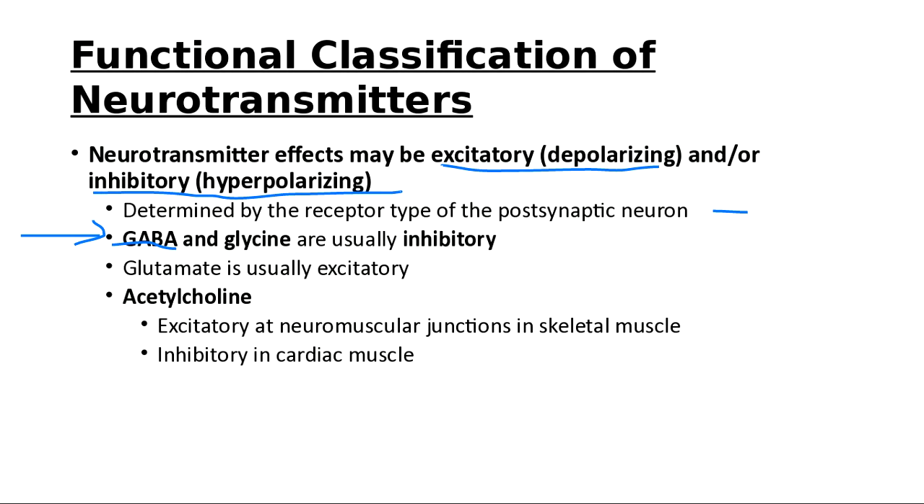Acetylcholine is a neurotransmitter that may be excitatory at neuromuscular junctions of the skeletal muscle, and of the smooth muscle, also excitatory in many brain cells, but inhibitory in cardiac muscle.